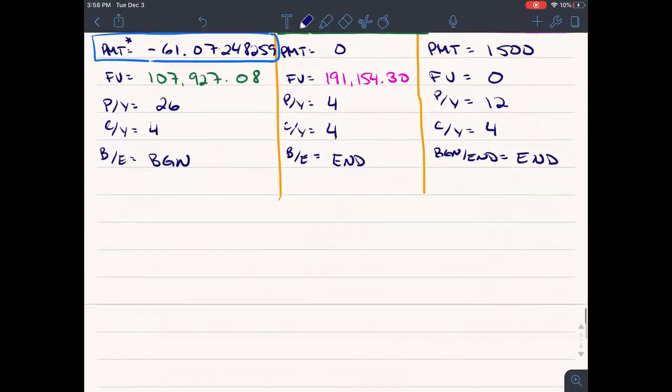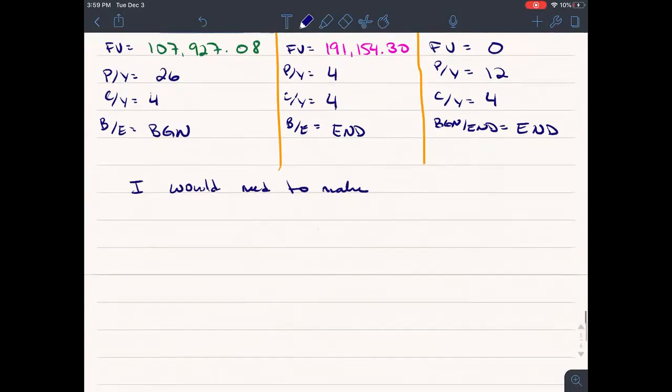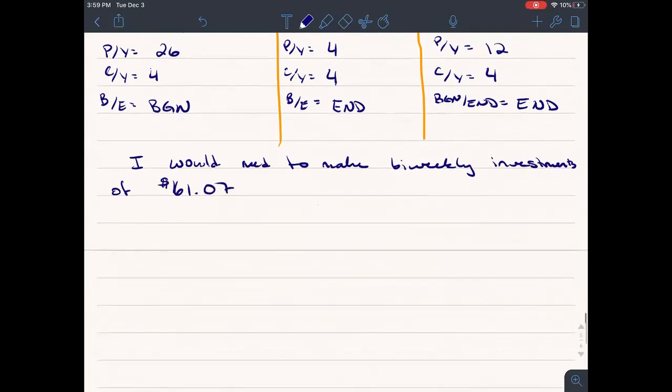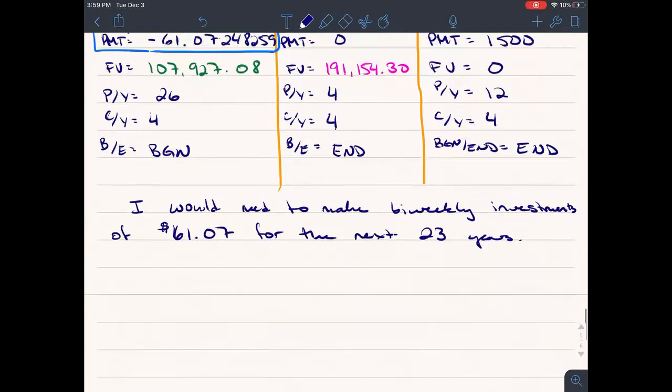Cool. So I would need to make bi-weekly investments of $61.07 for the next 23 years.